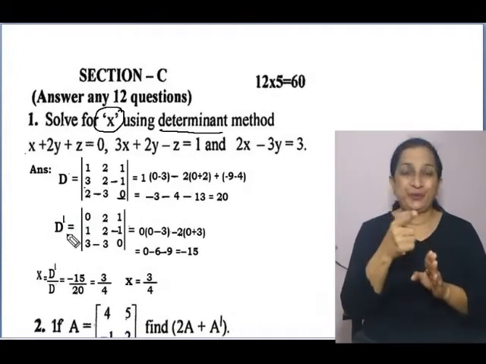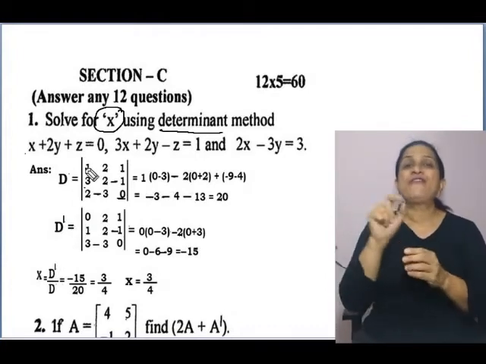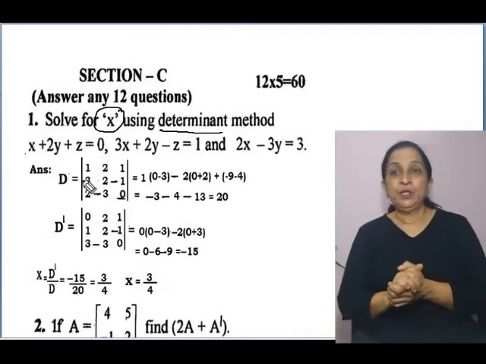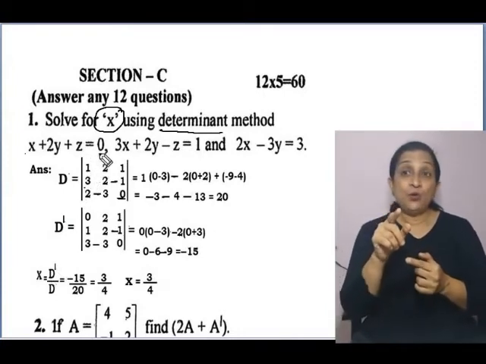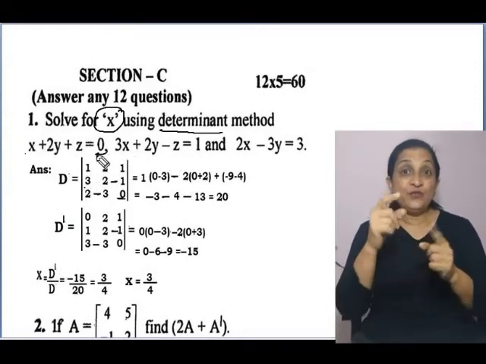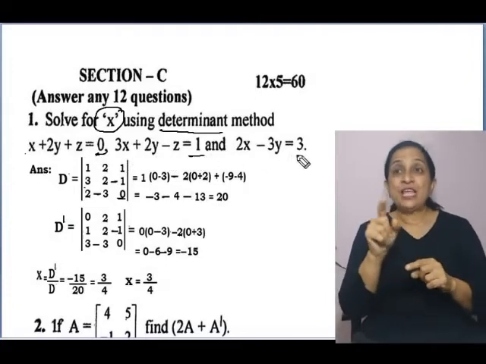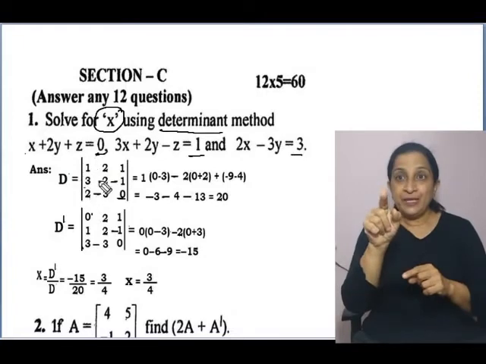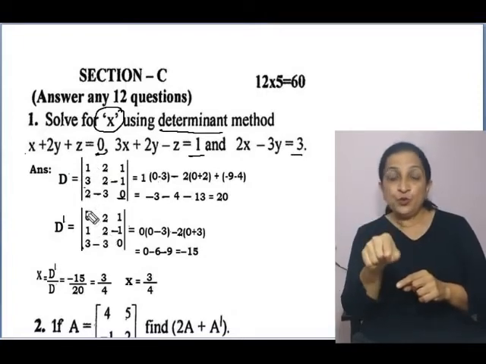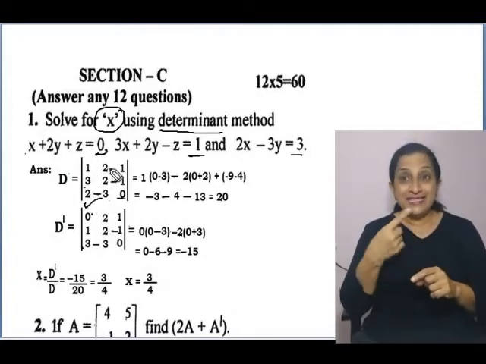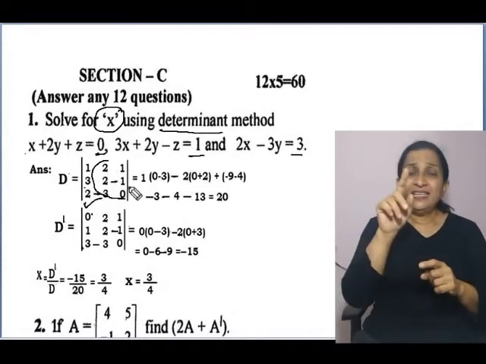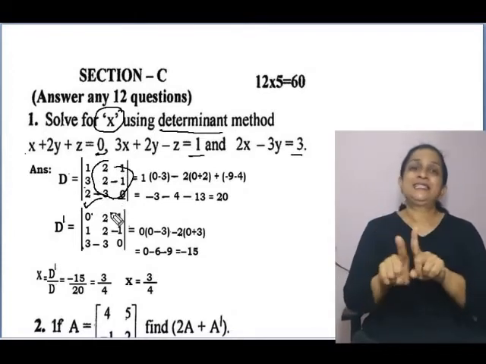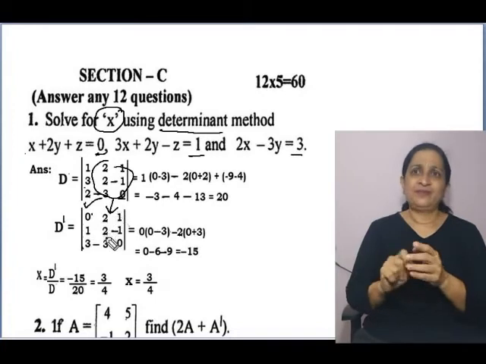Next, how do you find D dash? I told you, if x is asked in the first column, you have to replace it by the values of this equation, that is 0, 1 and 3. So you put 0, 1, 3, replace this column by 0, 1, 3. That's what we have done here. Next, keep these 2 columns as they are, same.